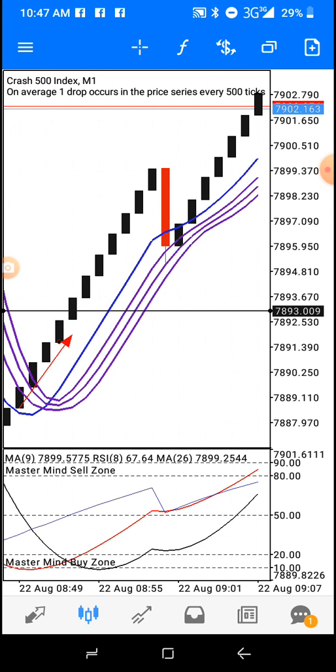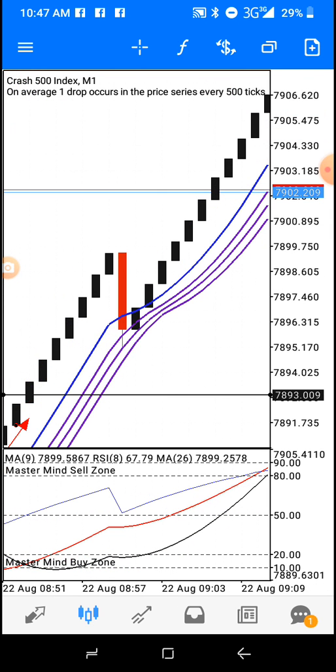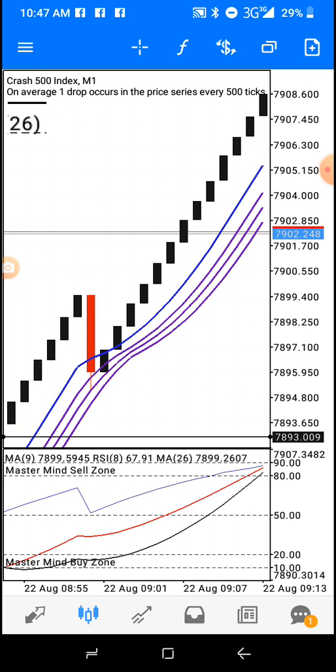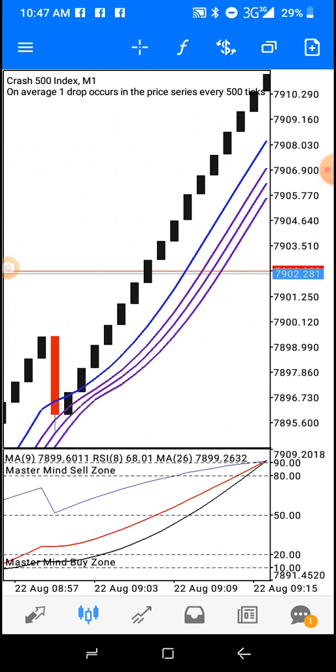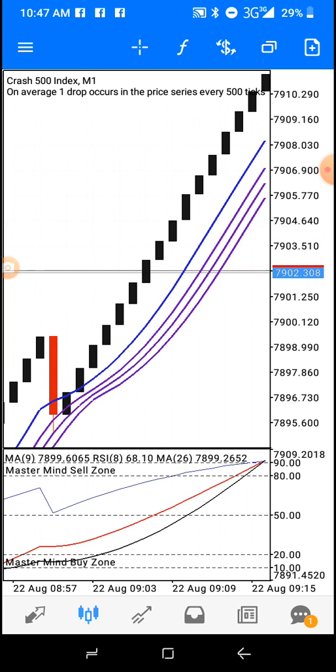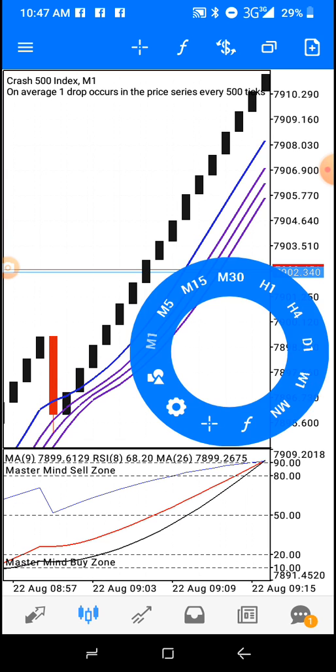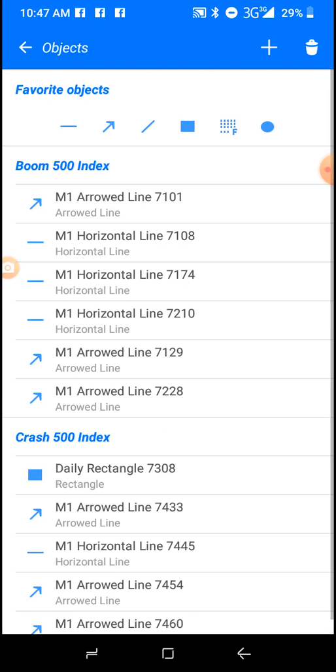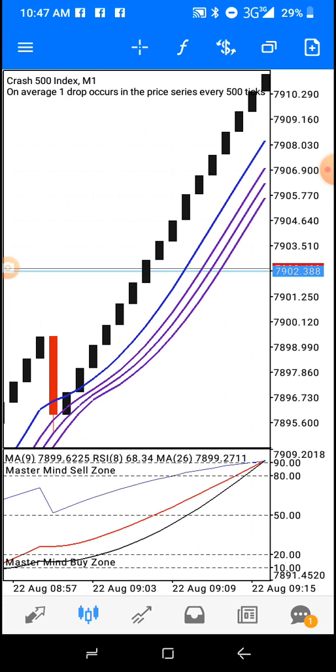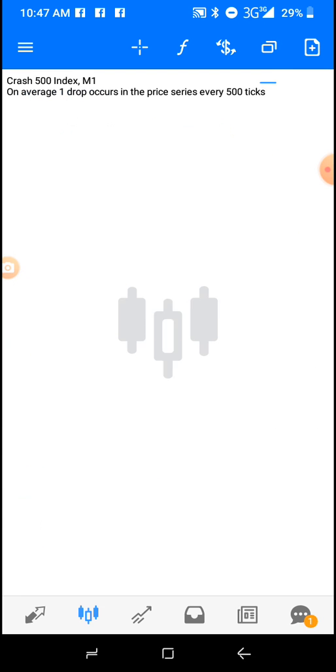Let's assume you close your position in and around here. You see what happens. The spike came, and what happens? It's sold. So you apply the strategy as I've told you. When it gets to the mastermind buy zone, you should be looking for only buys.